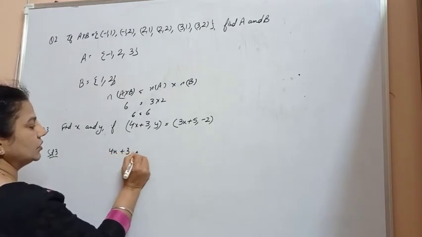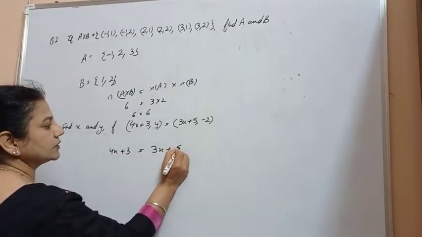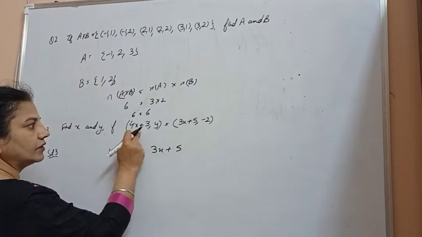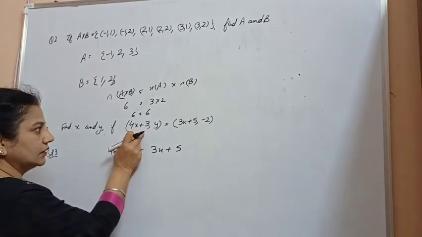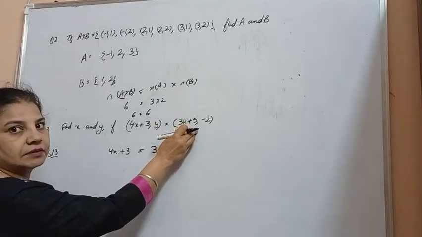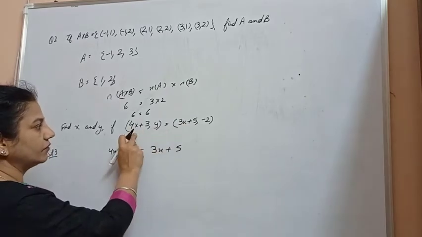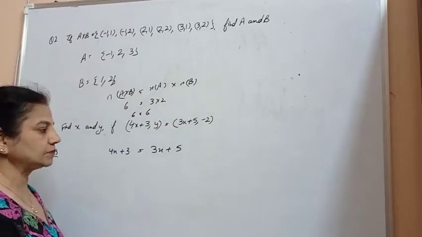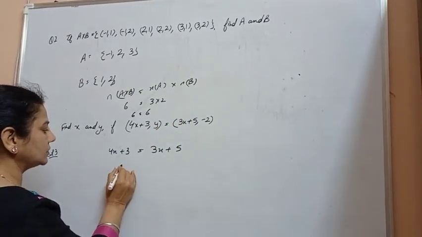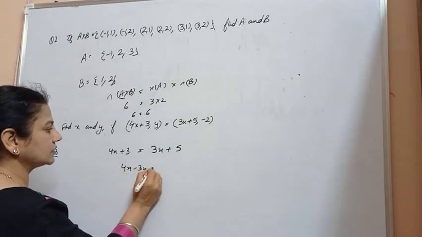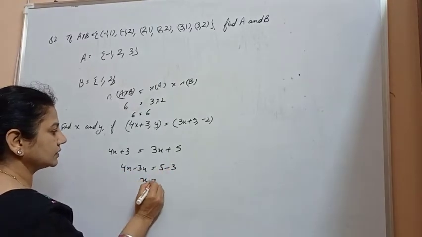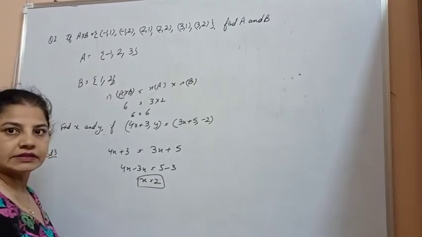4x plus 3 should be equal to 3x plus 5. The first element of this ordered pair is equal to the first element of the second ordered pair. So 4x plus 3 should be equal to 3x plus 5. Now solve this. 4x minus 3x is equal to 5 minus 3, x is equal to 2. So the value of x is 2.